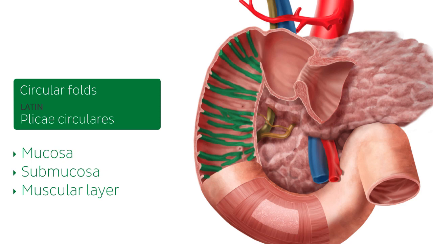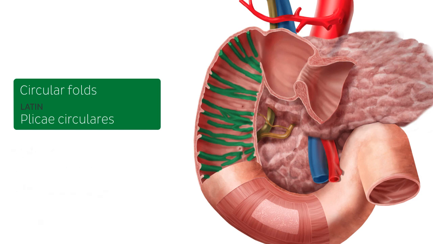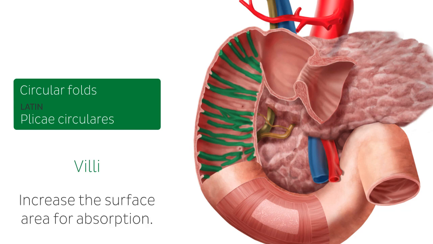Now, these folds of mucosa and submucosa are also known as the valves of Kerckring. They are covered in small finger-like projections called villi, and the circular folds together with the villi increase the surface area for absorption in the duodenum up to 1,500 times.